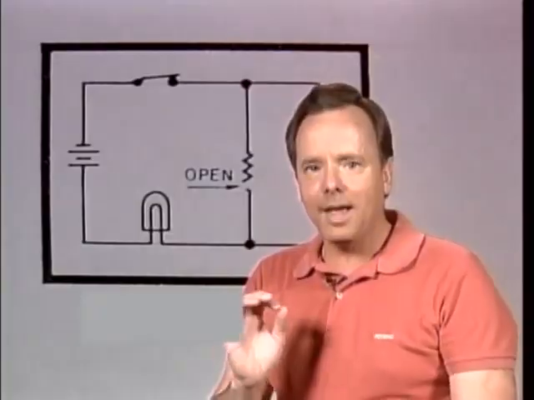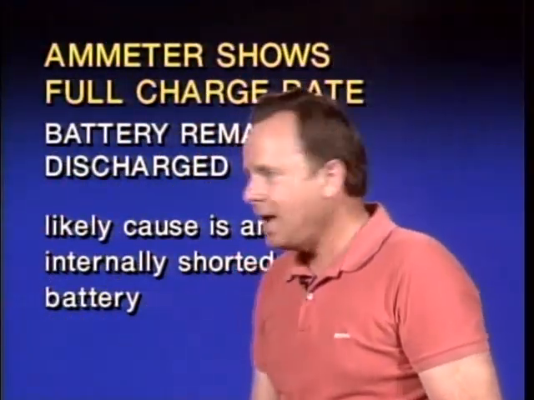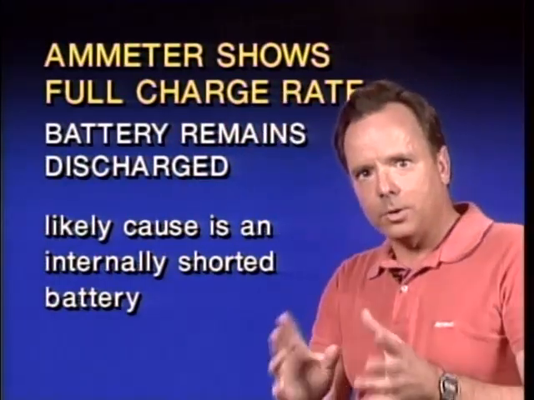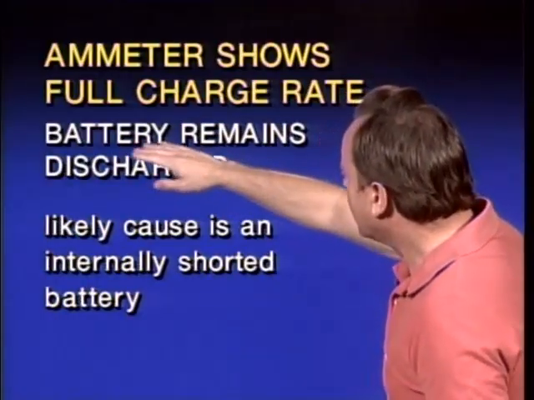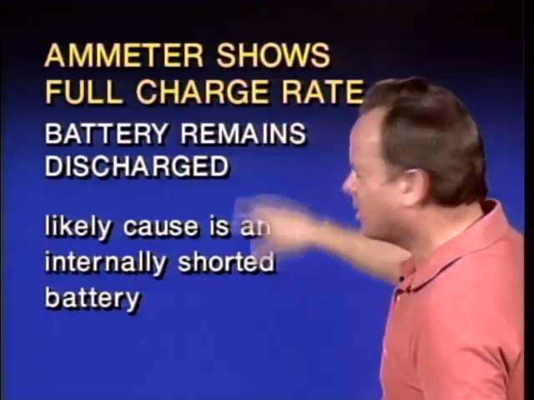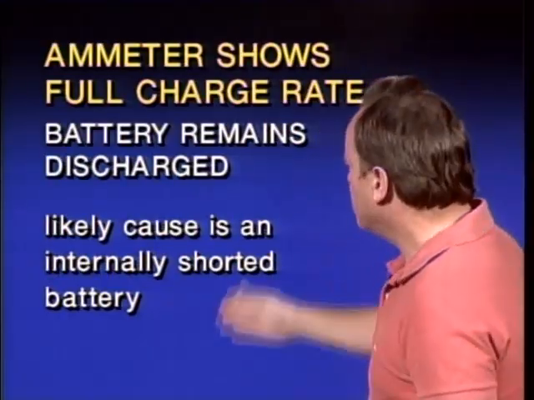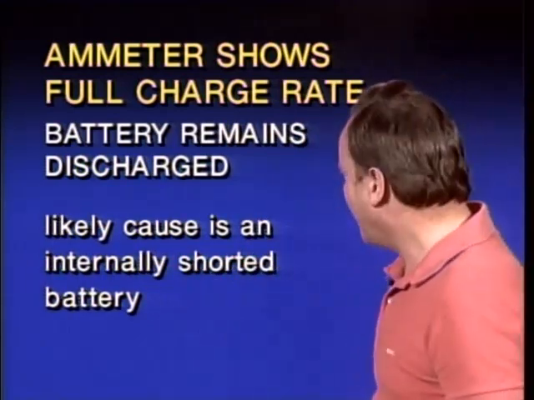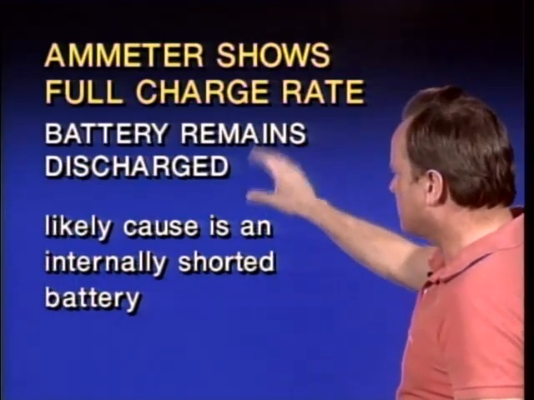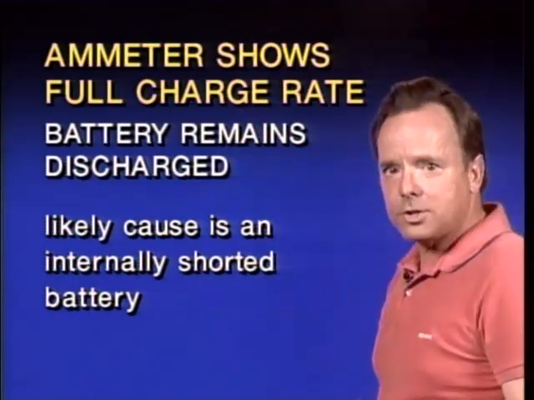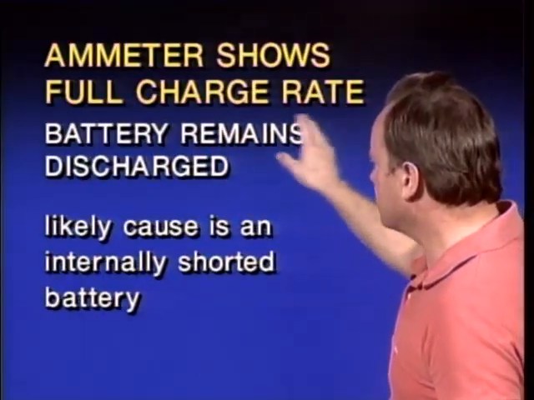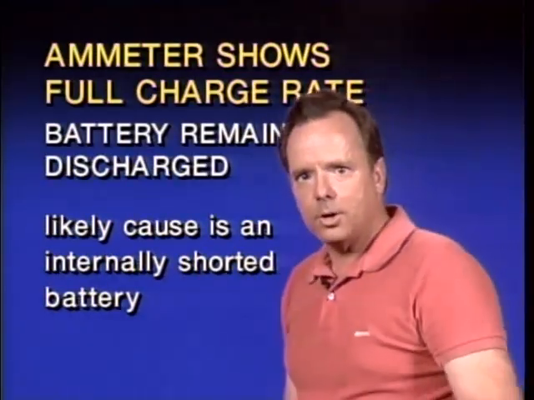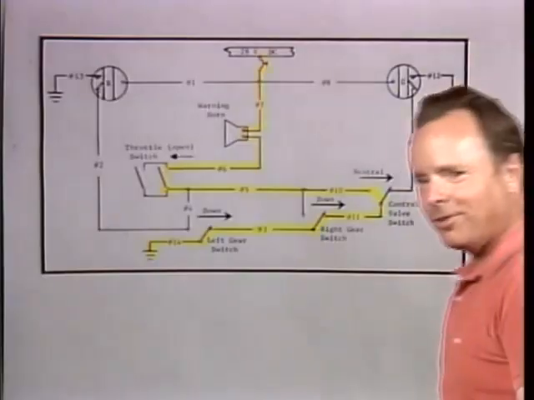All right, let's take a look at one ammeter question. And here it is. An ammeter shows a full charge rate, and this is in the aircraft, and the battery remains discharged. What's the problem? Well, the most likely cause is an internally shorted battery. The battery itself is shorted out, and no matter how much you charge it, it stays discharged. There's nothing you can do about it. So that's one of the things to check for. If an ammeter in an aircraft shows a full charge rate, but the battery remains discharged, the likely cause is an internally shorted battery.